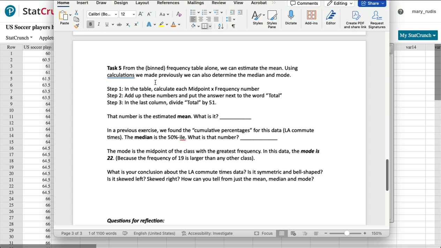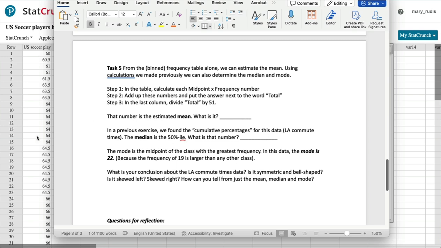So using those calculations, we can also then, we already previously had figured out what the median and the mode were. So write down what your estimate is for the mean. And then in the previous exercise, we had found what the cumulative percentages were for this data. And we actually figured out what the median was, which is the 50th percentile. And what is that number? And then what is the mode?